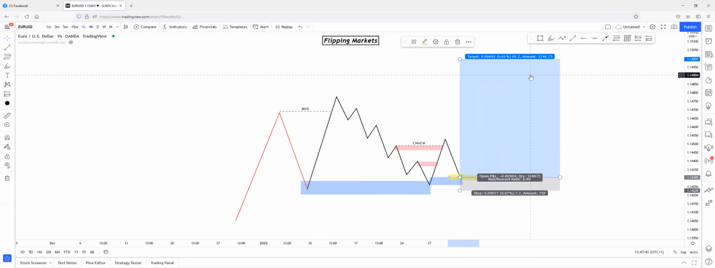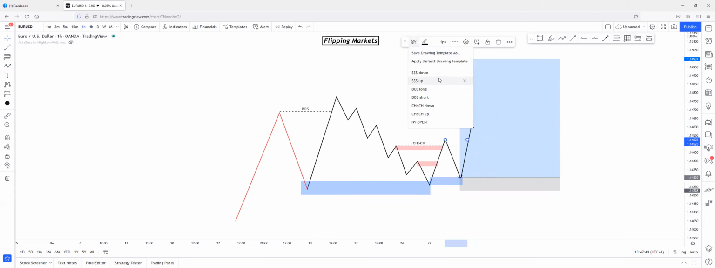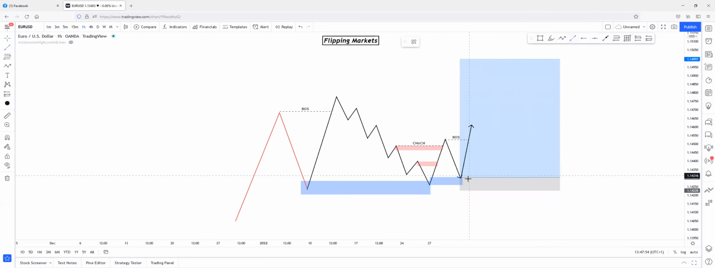And if price starts to move up and breaks through the last structural high, which is this one, so it creates a break of structure to the upside, we will move our stop loss to break even. So as you can see, price broke structure to the upside. We will place our stop loss on the break-even level. So this level, I will just mark it with a red line. So the red is the stop loss level.